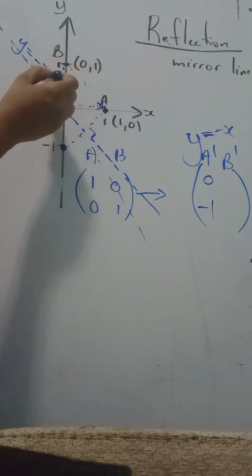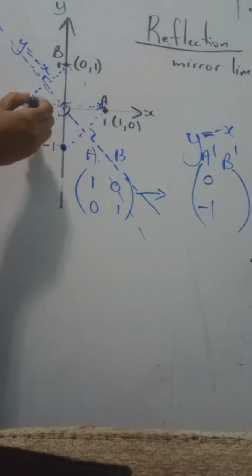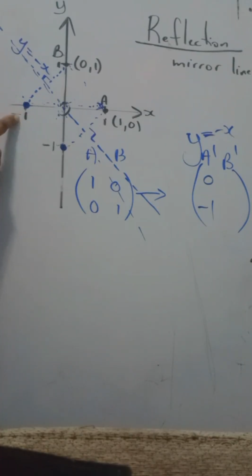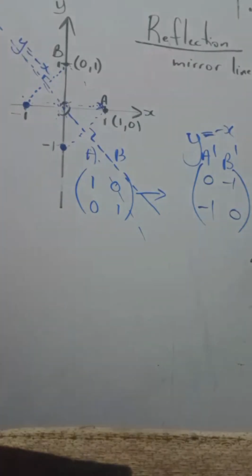Let's check out B. B is here, falling across the perpendicular line. B prime would fall here. Where's this location? Reading X first, that's negative 1. Y second, that is 0. So what I've just created are the 4 matrices that represent the different reflections in the various mirror lines.